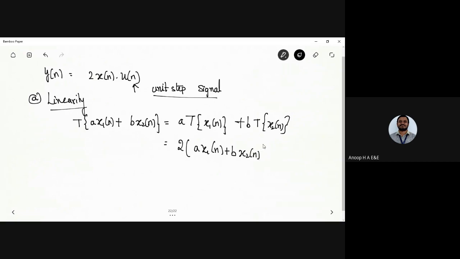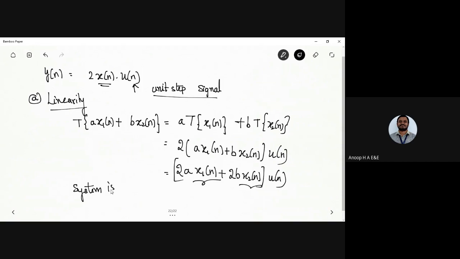Okay, so I'm going to change only the inputs and u of n stays. What I did here is I just changed the input, and what we get is 2a x1 of n plus 2b x2 of n, which I'll be multiplying with the u of n signal. Got it? So if you multiply, you'll have 2a x1 of n u of n plus 2b x2 of n u of n. So the system is linear in nature.